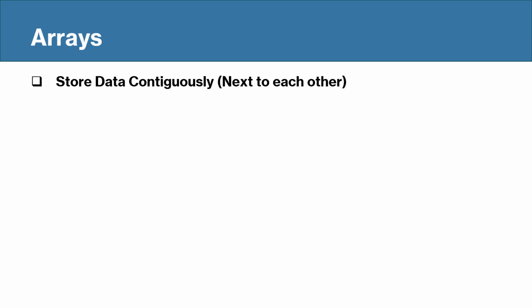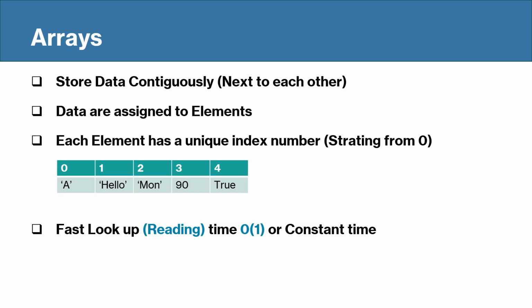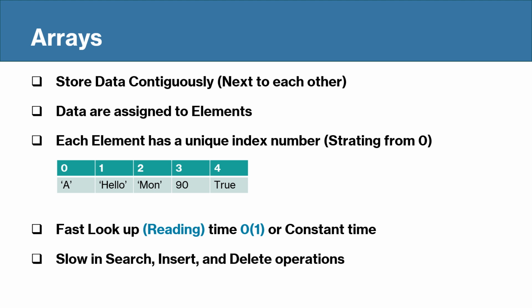Our first Python data structure is arrays. Arrays store data contiguously, or next to each other, and the data in an array is assigned to elements, which are variables that have a unique index number starting from 0. Arrays offer fast reading or lookup times, which is also known as O(1) or constant time, but arrays are slow when it comes to searching, inserting, and deleting data.